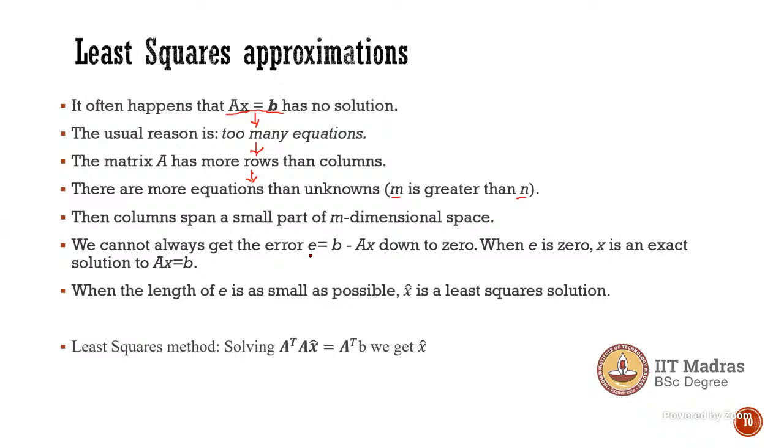At that time, this error, that is E equal to B minus AX, which is derived from the equation AX equal to B, should be equal to 0, but it is not equal to 0. So that is what you approximate using the least squares method.